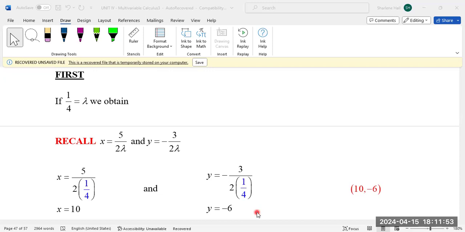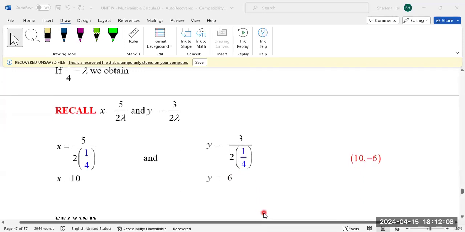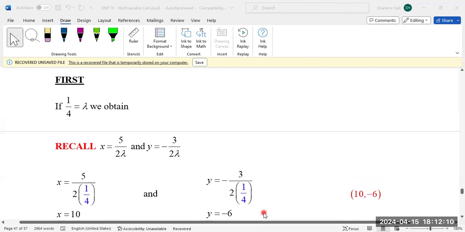All right. Do you recognize what I put over here, sir? My x value is 10, and my corresponding y value is going to be negative 6. So I have the point 10, negative 6. So that was my first point.